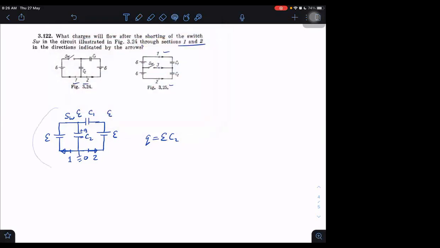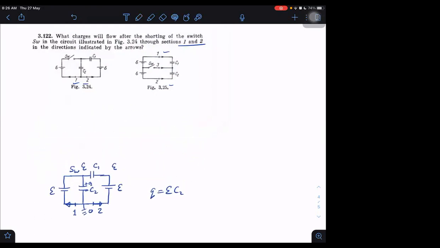Yes, right. Before closing, it is different. This is the after-closing diagram. I am making the after-closing diagram here. Initially, what would it be? It is E, and C1 and C2 are in series. So you are right, C1 C2 upon C1 plus C2 whole multiplied by E. That is the initial charge. Let us call that initial charge Q naught.